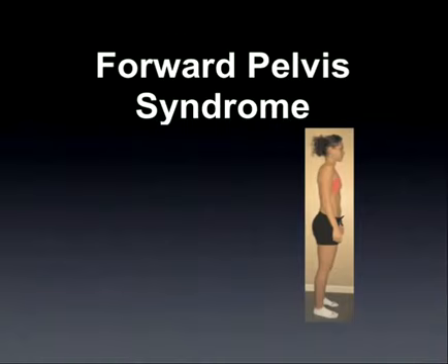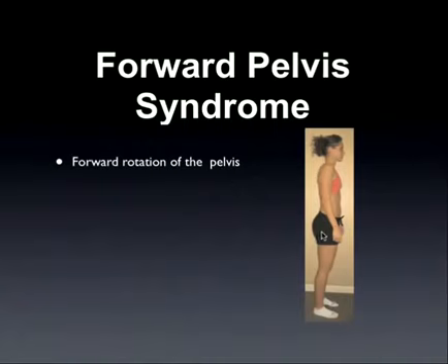So let's talk about forward pelvis syndrome. Forward pelvis syndrome is characterized by a forward rotation of the pelvis. And what that means is that if you take a look at the neutral pelvis, where the pelvis is basically parallel to the floor, in the forward pelvis syndrome, the front of the pelvis is oriented in a downward position, so the front of the pelvis is lower than the back of the pelvis. In other words, there's a rotation to the pelvis.